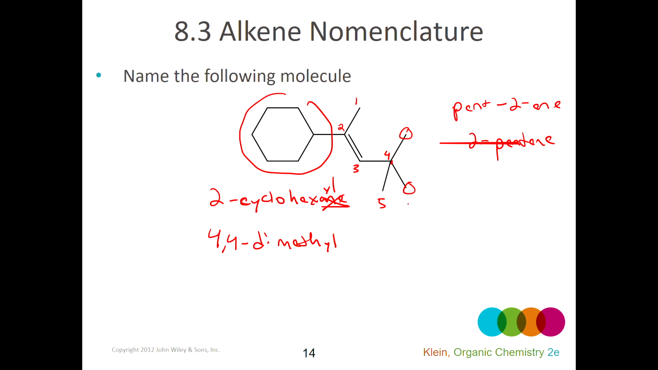4,4-dimethyl. And then in terms of alphabetizing, if I recall correctly, the cyclo prefix does count alphabetically, but the di prefix does not. So I'm comparing the C of cyclo with the M of methyl, and obviously C comes before M alphabetically. So 2-cyclohexyl, 4,4-dimethyl, and then I could choose either one of those 2. I'll just go with the pent-2-ene.